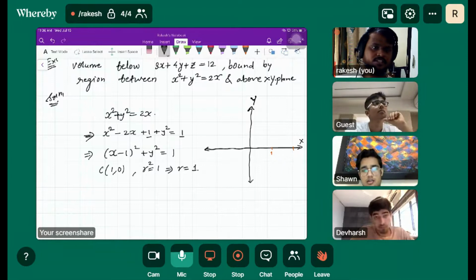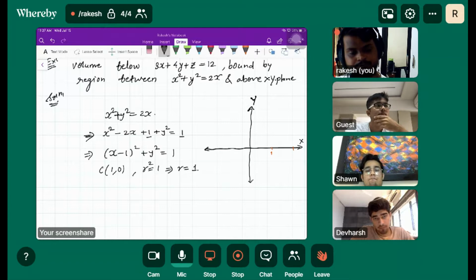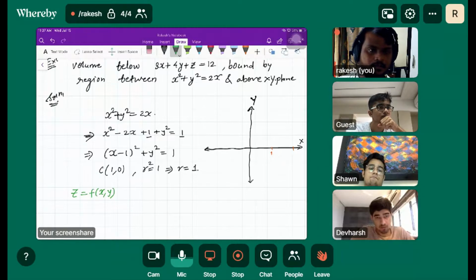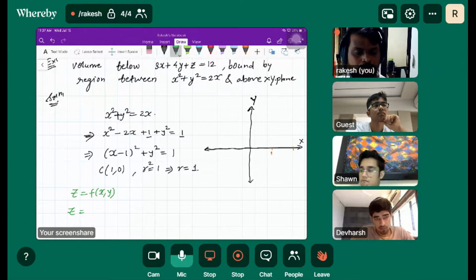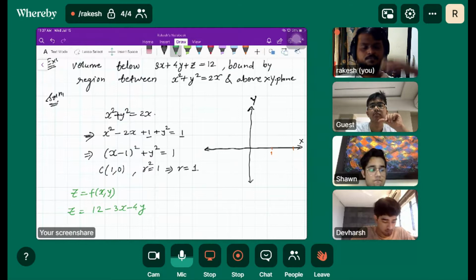How do we find the surface? The surface is in terms of f of x comma y, right? The surface is z is equal to f of x comma y. So how do we get that? From the given equation, z is equal to 12 minus 3x minus 4y. Is it above the xy plane in the positive z direction or in the negative z direction?